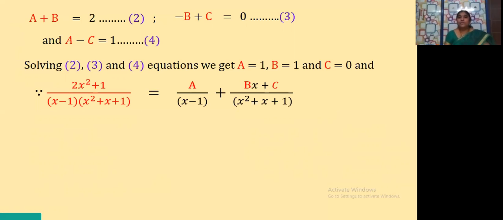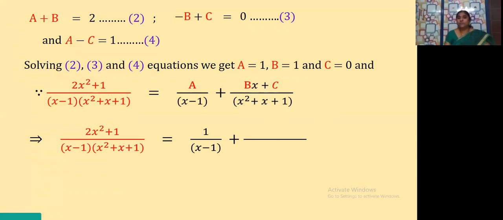Now by replacing the values of A, B, C here, what is the final equation we have? (2x square plus 1) by (x minus 1) into (x square plus x plus 1) is equal to A, what is A? 1. 1 by (x minus 1) plus B into x, what is B? 1. 1 into x plus C, what is C? 0, by (x square plus x plus 1). Okay, now here we substituted the values. Now the final answer, let us write. 1 into x is how much, children? x. x plus 0 is x only, no?